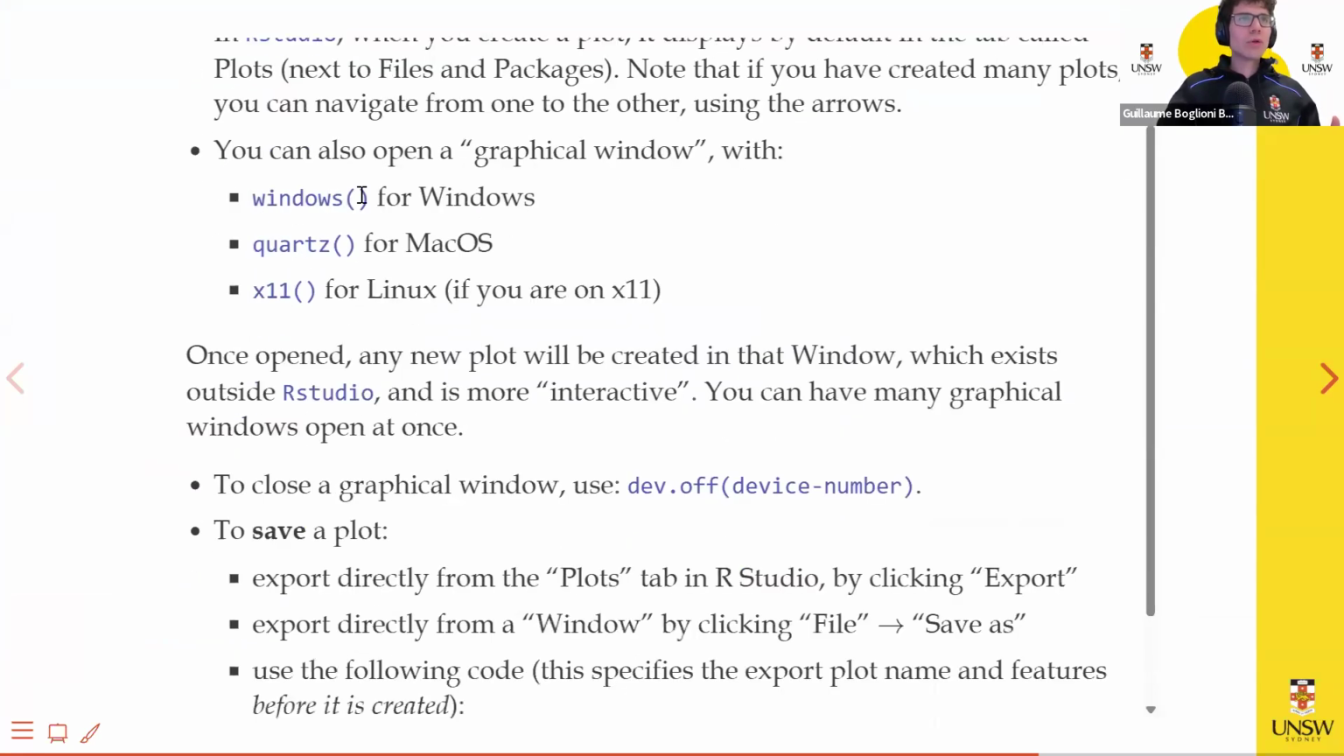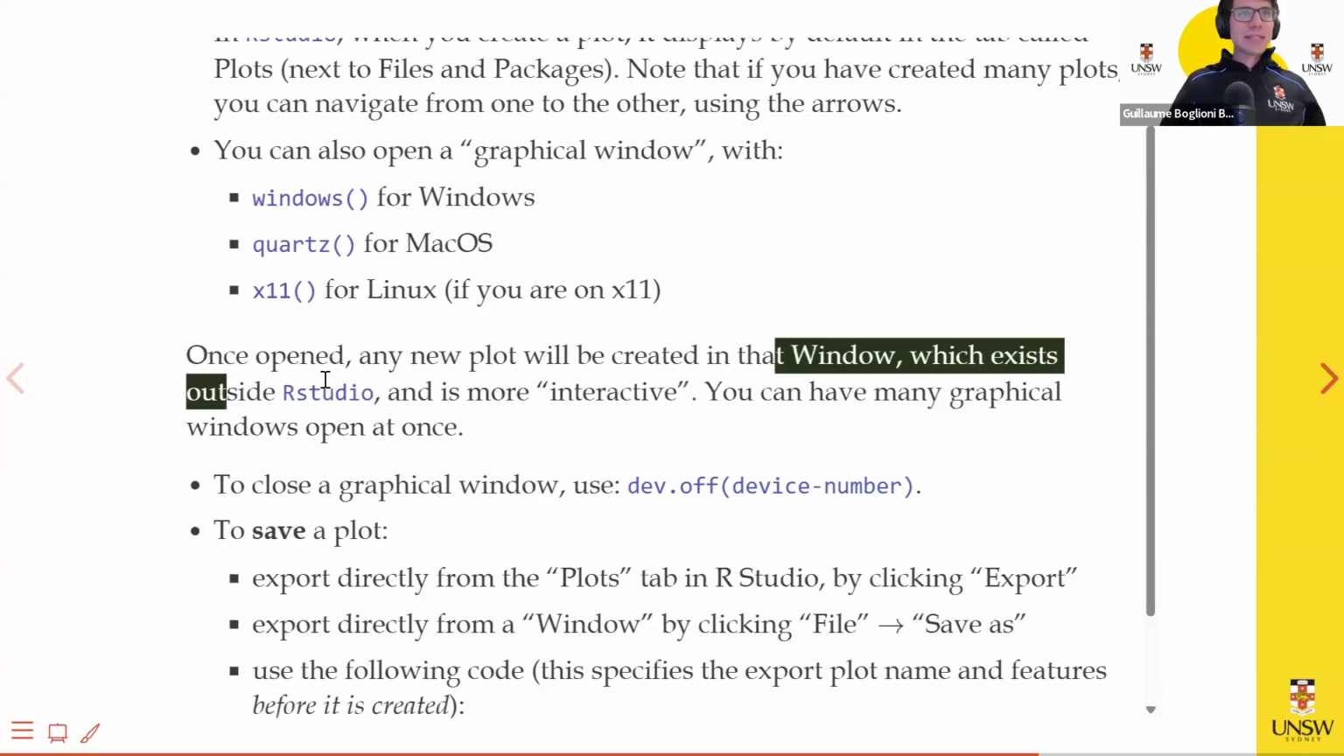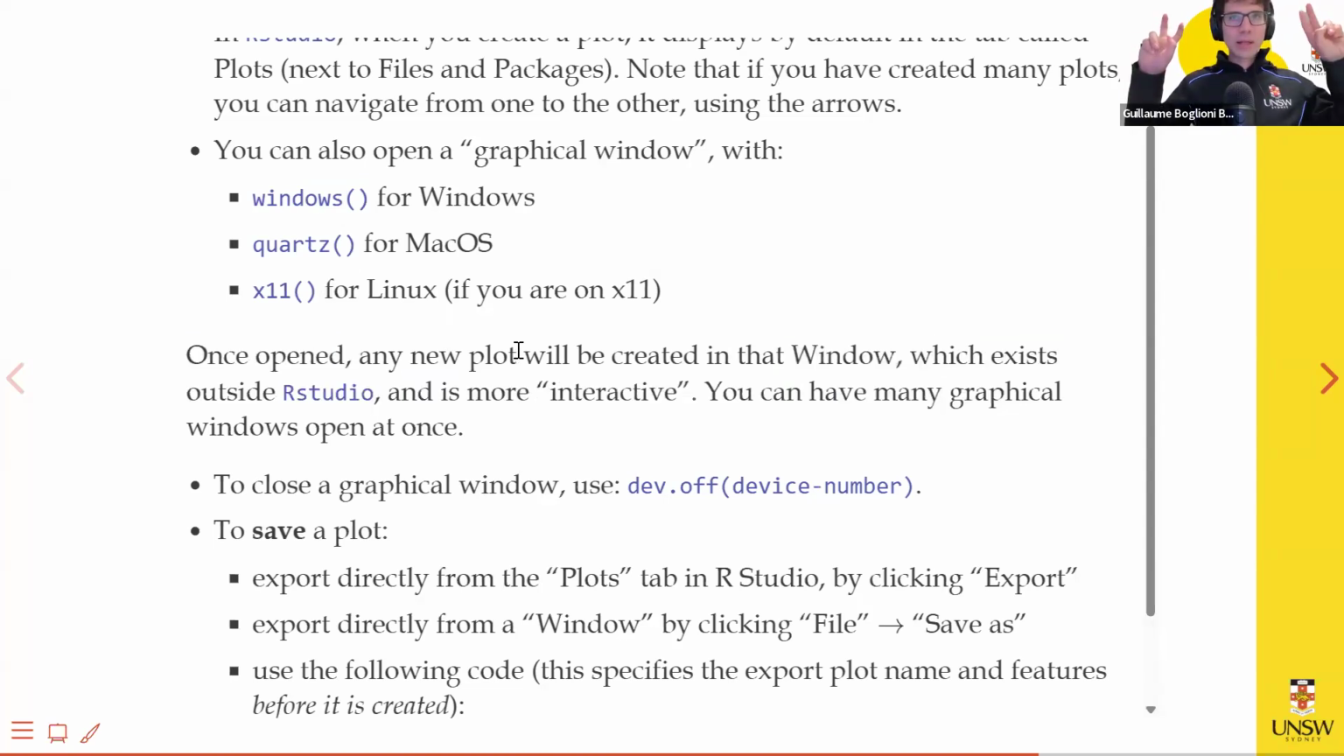Now I'm on Windows, so I'm going to use the command windows. In Mac, apparently it's quartz, and in Linux it's X11. Okay. So let me just show you. Actually, I'm going to read this. Once open, any new plot will be created in that window, which exists outside RStudio, and it's more interactive. And also you can have many graphical windows open at once.